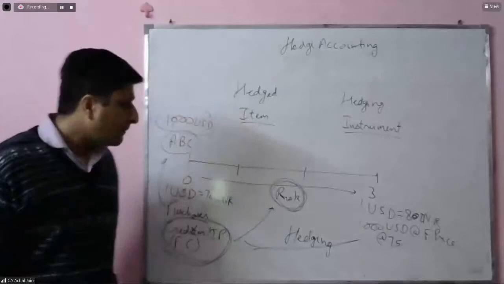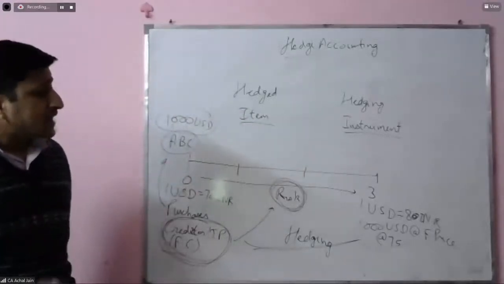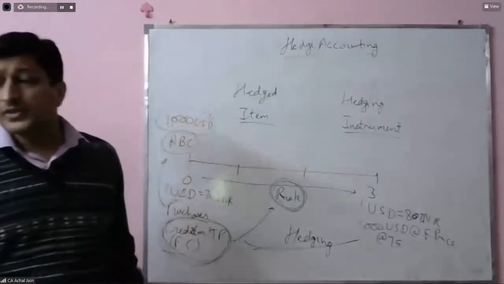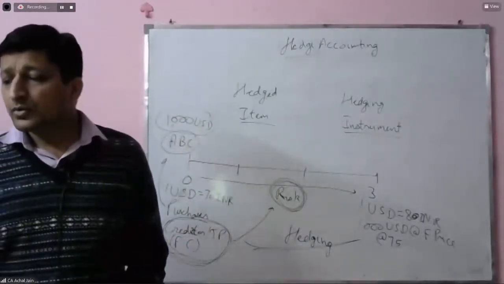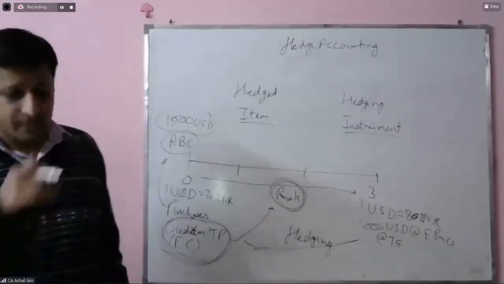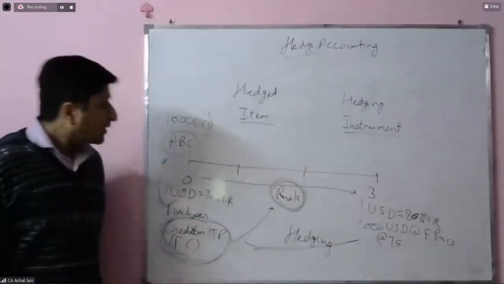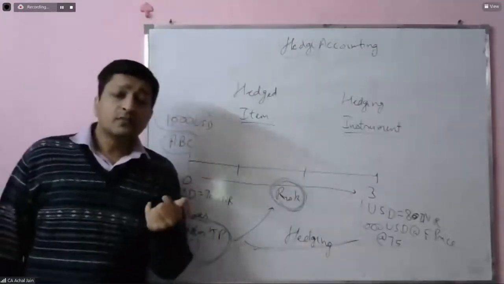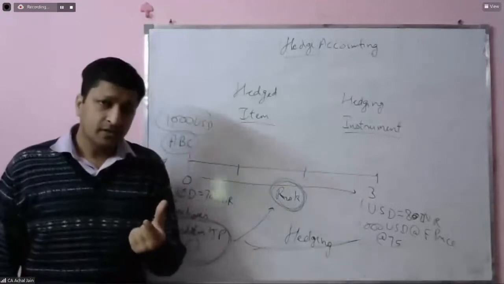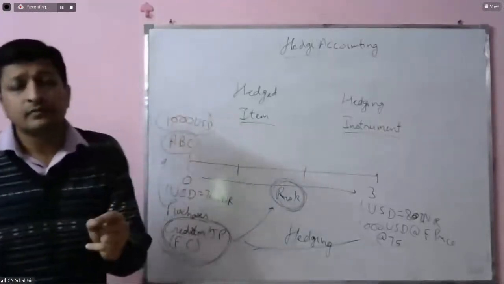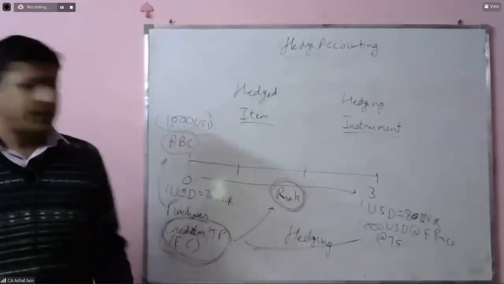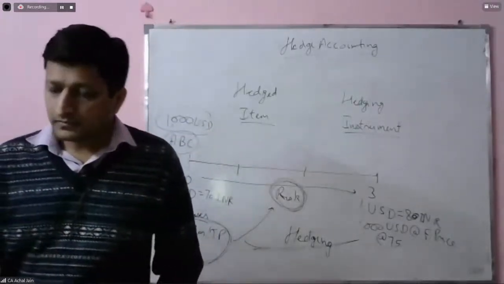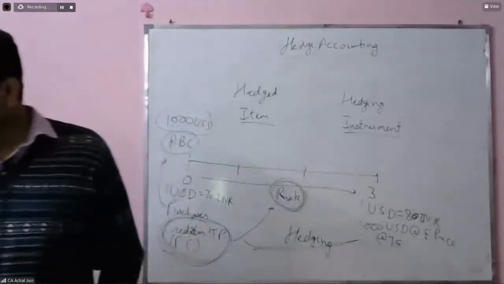Now in this scenario, let's identify these two items. Because what is the objective? The objective is to get onto these two items for our discussion. The hedged item means the item which is exposed to risks and which we want to cover up. So can you tell me in this example, what will be the hedged item on the basis of our discussion so far? Quickly.